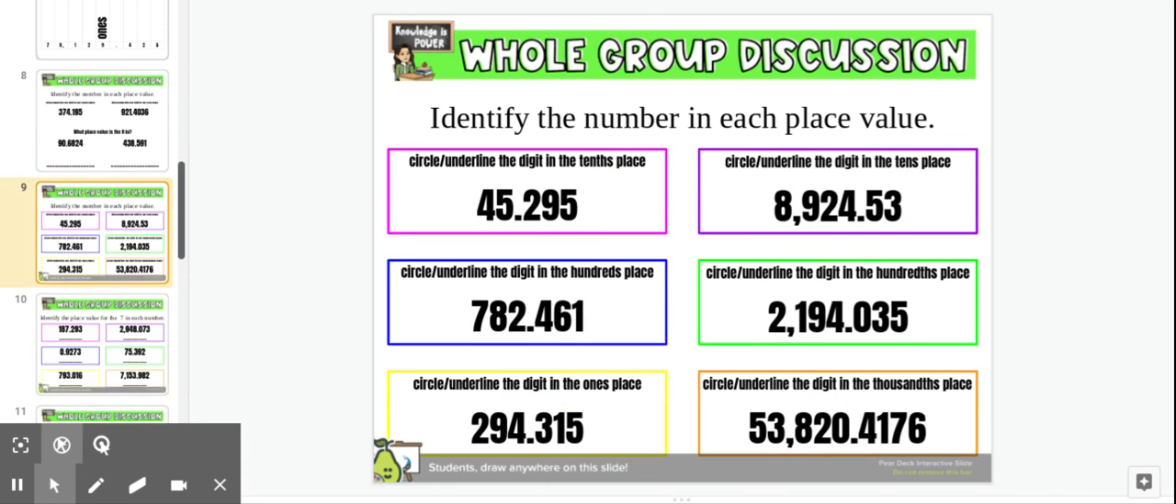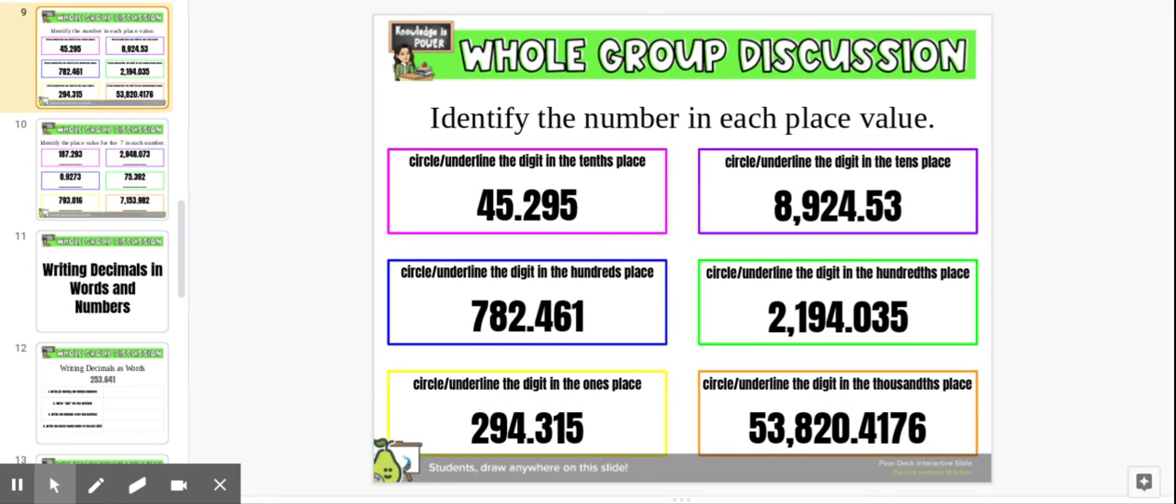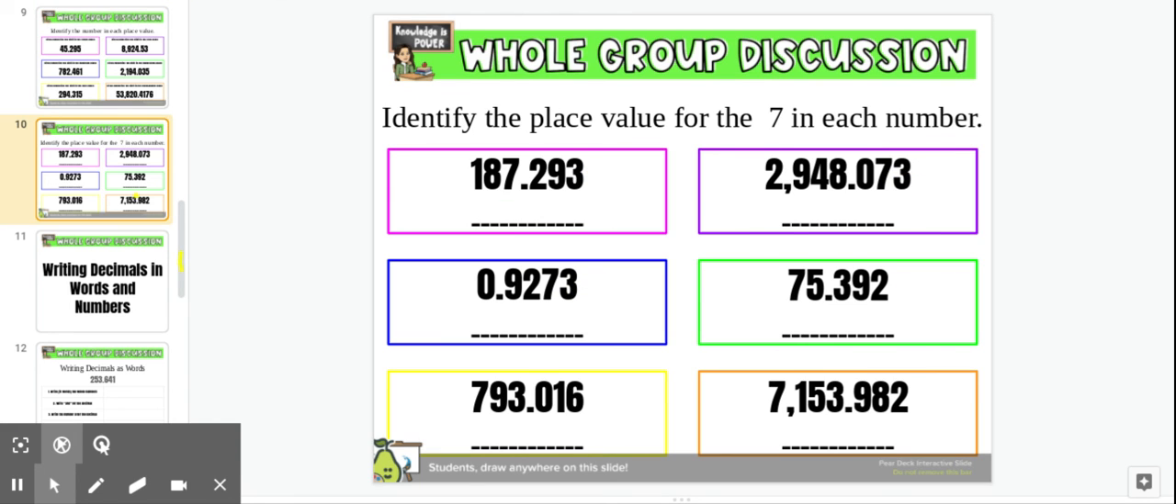So what you are going to do now is you're going to have 2 slides where you are going to identify the number in each place value. If you look here, it gives you the place value that you're going to circle or underline. Then in the next slide, you are going to identify the place value for the 7. So you're going to find the 7 in each number and identify which place value it's in.